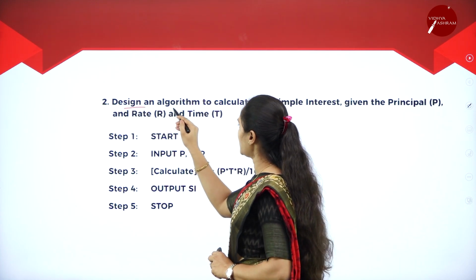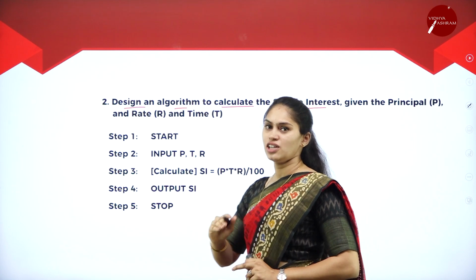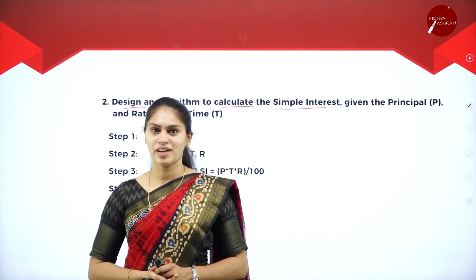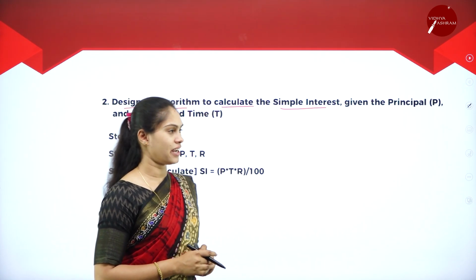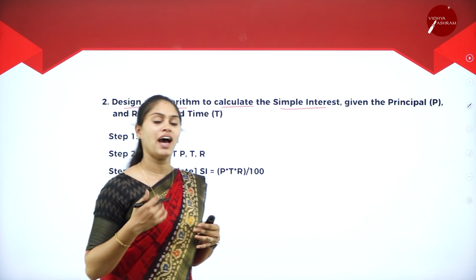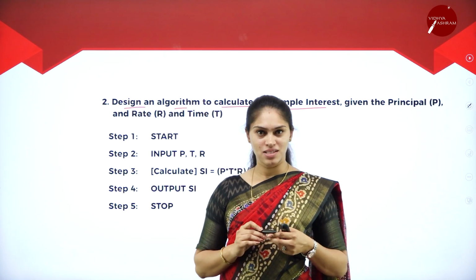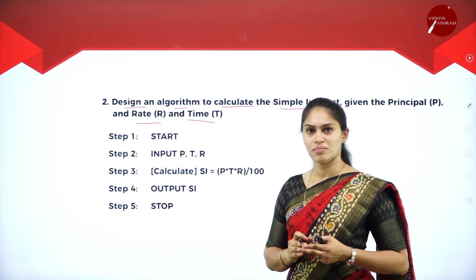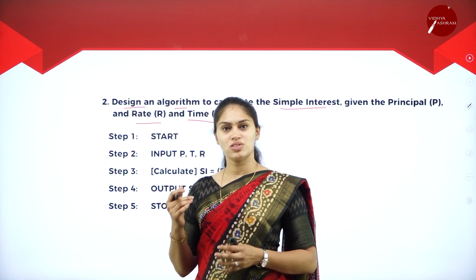Next, design an algorithm to calculate the simple interest. So what we are doing, we are finding a simple interest. What is the formula in order to find the simple interest? P into T into R over 100, right? So for that, what are the inputs that we require? So now we have to analyze. So for that, in order to find the simple interest, we require principal amount, then what? Rate of interest, then the time. Okay, so these are the things that you have to analyze when it comes to the input.